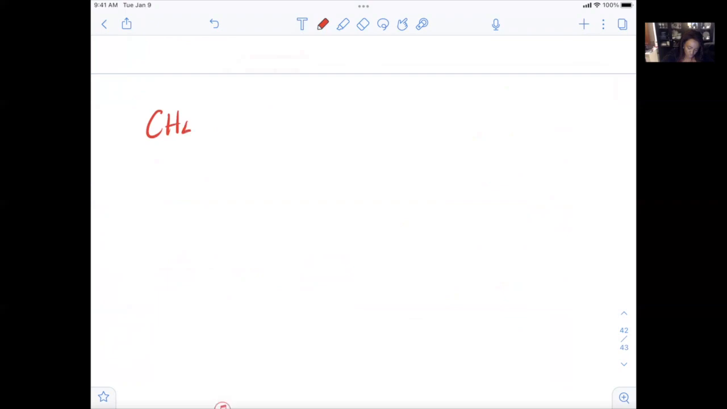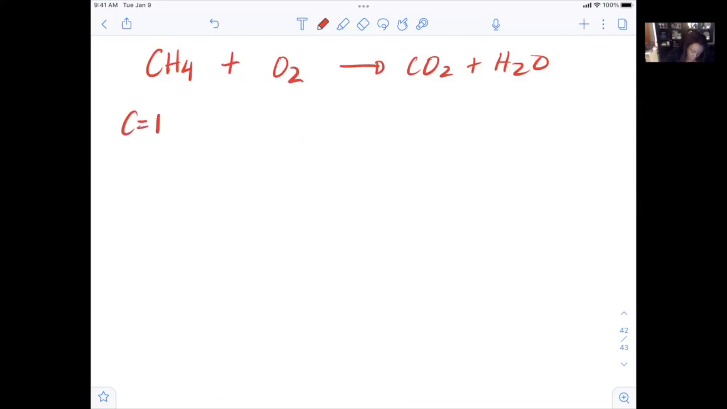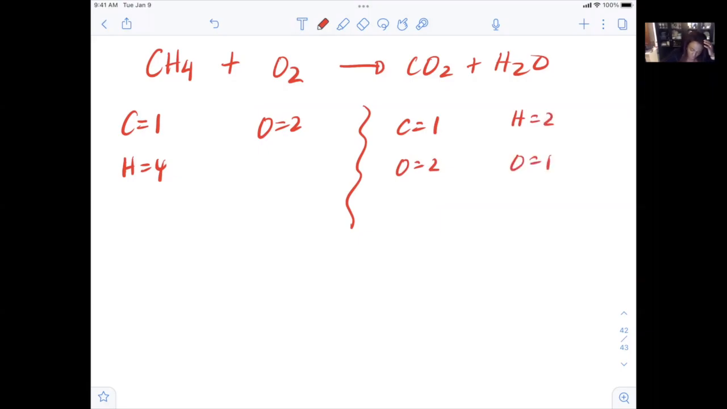I'll do CH4 plus O2 to give you CO2 plus H2O. So here I have one carbon. Here I have 4 hydrogens. Here I have 2 oxygens on the reactant side. On my product side, I have 1 carbon, I have 2 oxygens, I have 2 hydrogens, and I have 1 oxygen. So carbon, I have 1 carbon, right? The carbons look balanced in the beginning. So let me try to balance the hydrogen.